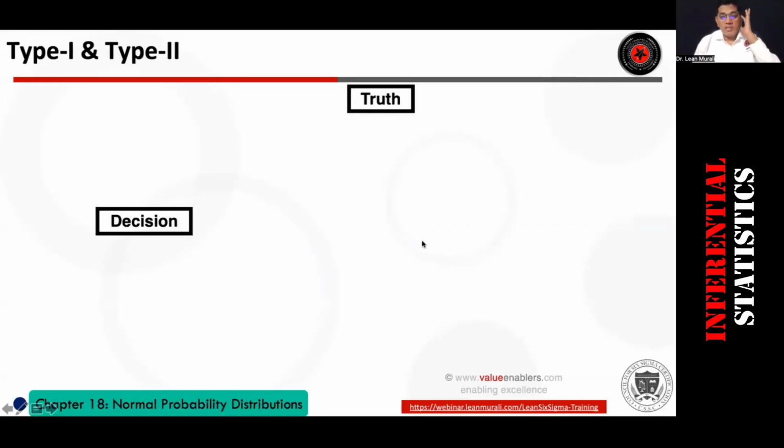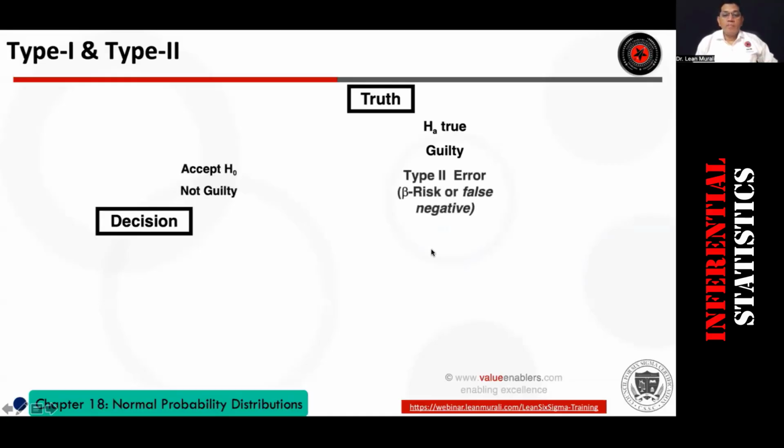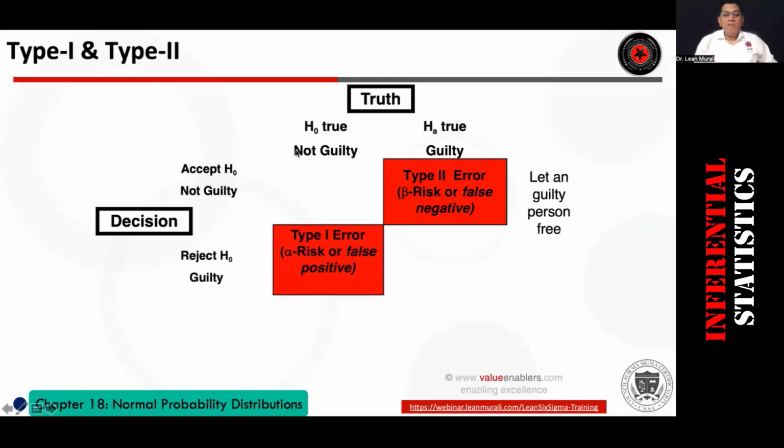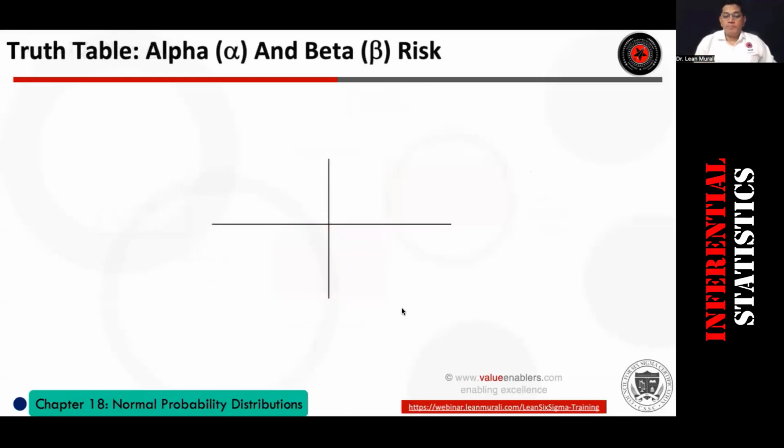The truth is, and there is a decision, let's say in a manufacturing company. Okay, the summary is, when the truth is not guilty, he must be let free. That is a correct decision. But if he is not guilty and you punish him, then that is a type 1 error. At the same time, if the truth is not guilty, but the decision is you punish him, you are finding an innocent person guilty. And if a guilty person is let free, that is a type 2 error. So this is a summary of type 1 and type 2.